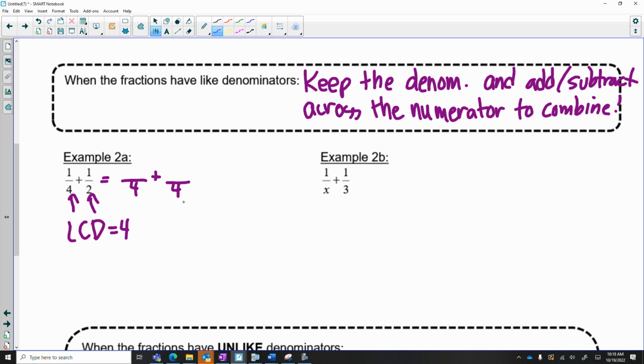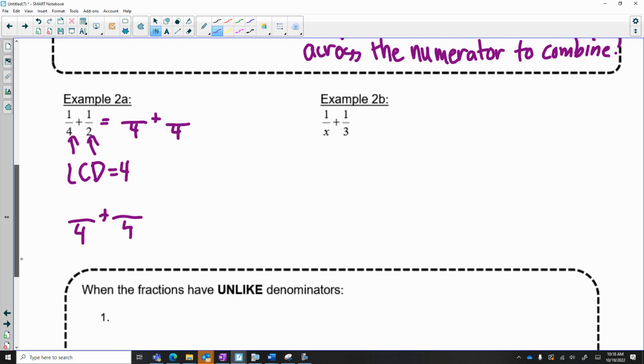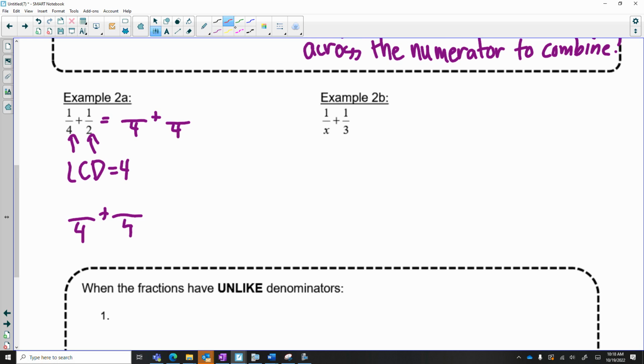Okay, you could put it here or you could put it underneath if you prefer. Some people do it like this. And then basically what you want to do is you want to think about what's missing. How do I get to the LCD of 4? So the first fraction here, which I'll highlight in yellow, it already has the denominator of 4, so I don't have to do anything with it.